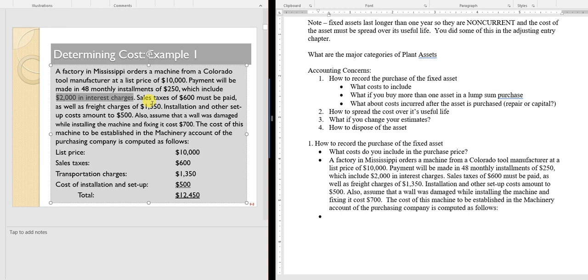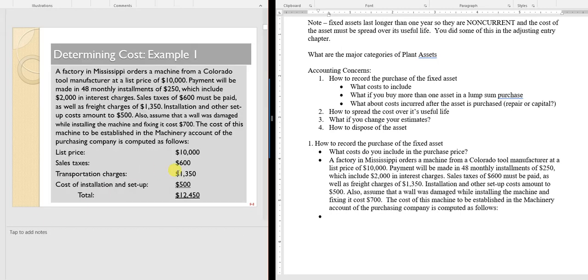Freight charges, that was a cost to get the asset ready for its intended use. Installation, I had to do that to get it ready for its intended use. Also assume that a wall was damaged while installing the machine and fixing it cost $700. I did not intend to do that, so it is not added to the cost of the asset. Had the wall been there and I knew I had to move it before I installed the machine, it would be added to the cost of the asset. So here's my total, $12,450.